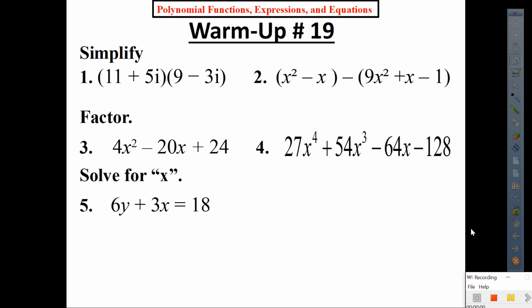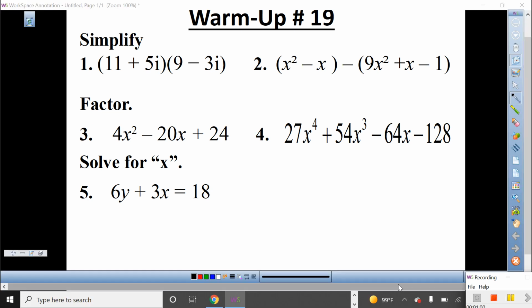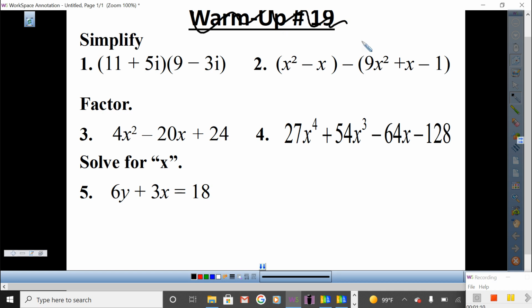Copy that. I'll give you some time to finish. Ready, go. Alright, let's see. Being that it's Monday, let me go over warm-up number 19. Here goes. I went over it.